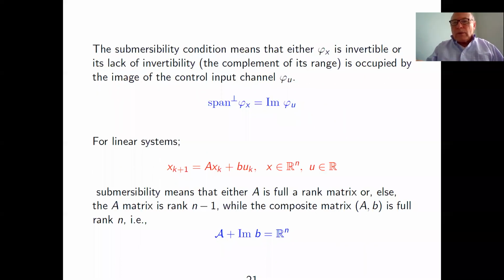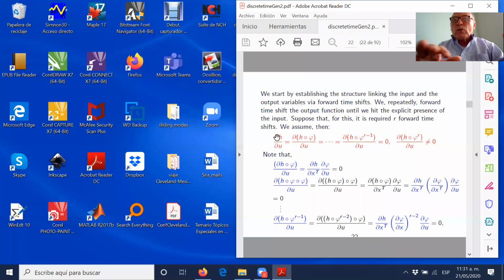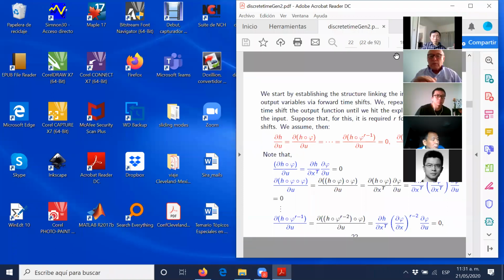Okay, so with this condition, we will enter into the structure of the nonlinear system, but I would prefer to stop at this point and see if you have any questions, and probably call it off, given that we have 1.5 hours already.